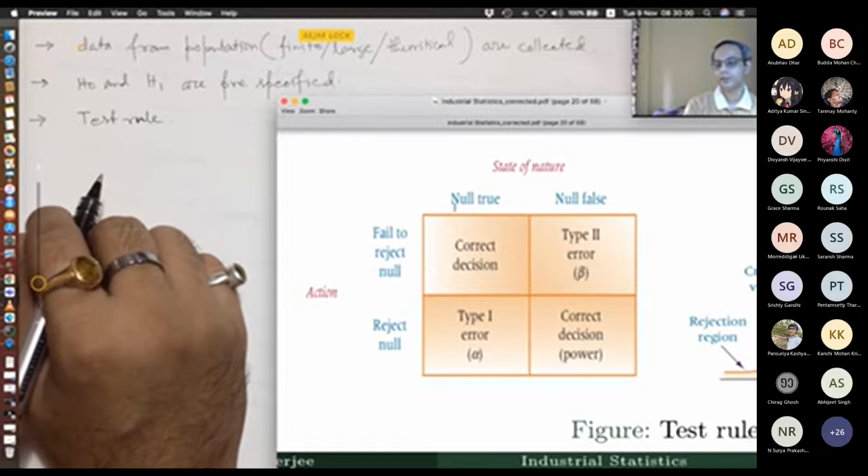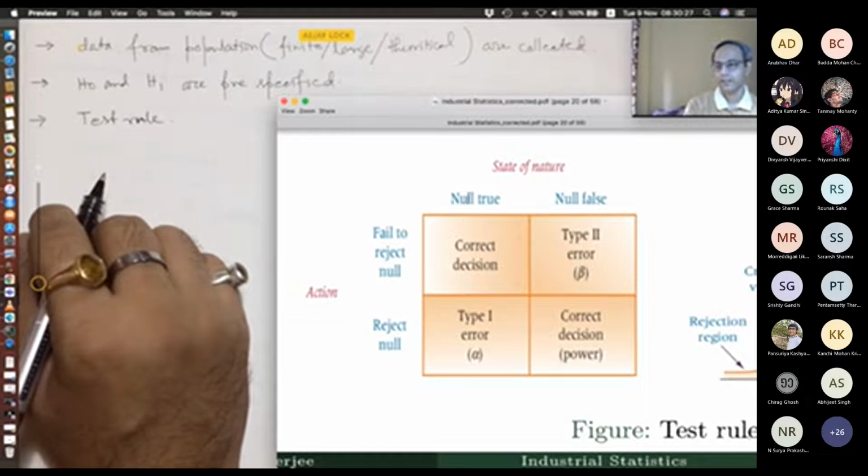Now, if the null is false and we are failing to reject the null hypothesis, then it is termed as the type 2 error. Why type 2 and why type 1, I will tell you later. But the terminology is, when the null hypothesis is false and we fail to reject the null hypothesis, we call it a type 2 error. But if the null hypothesis is true and we reject the null hypothesis, then it is called a type 1 error.